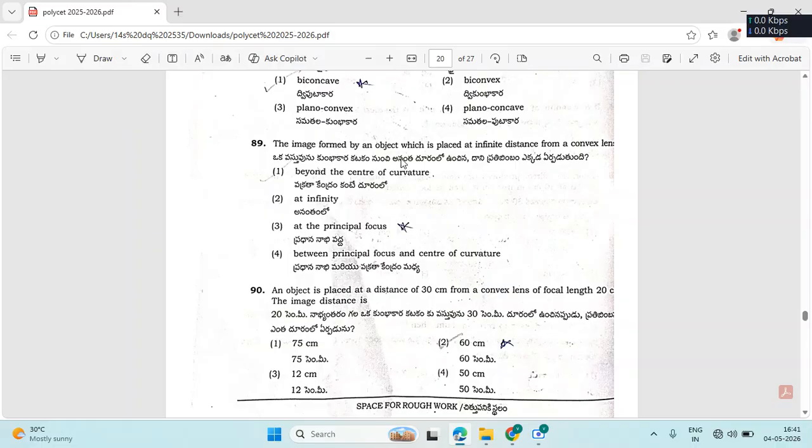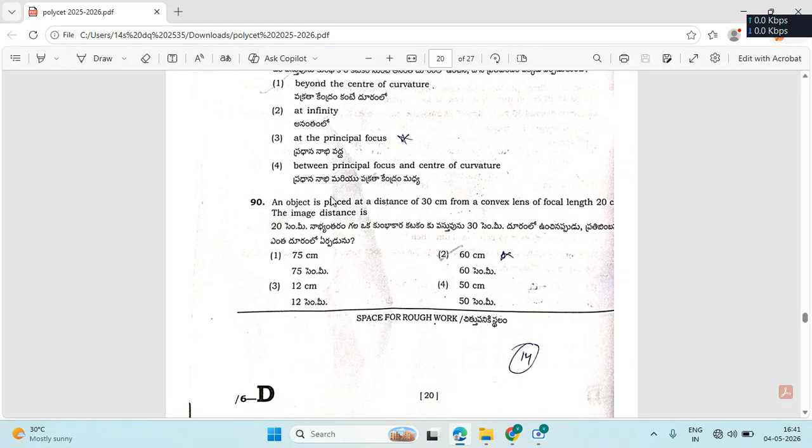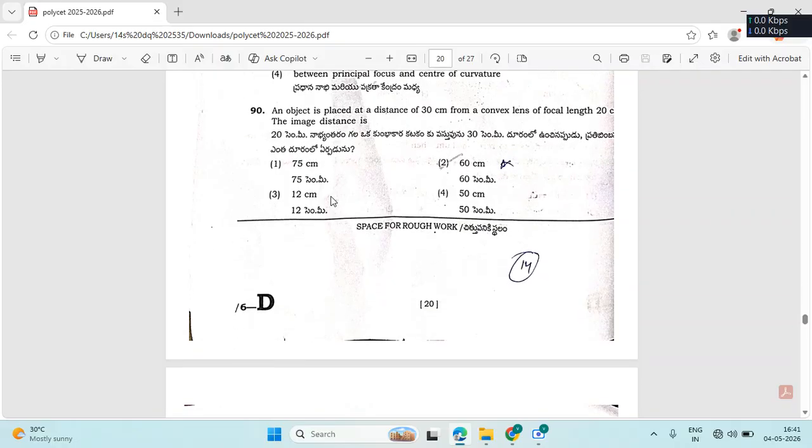The image formed of an object which is placed at infinity distance from the convex lens is beyond the center of curvature, at infinity, at the principal focus. The correct option is 1. Sorry, the correct option is 3 and the answer is at the principal focus.